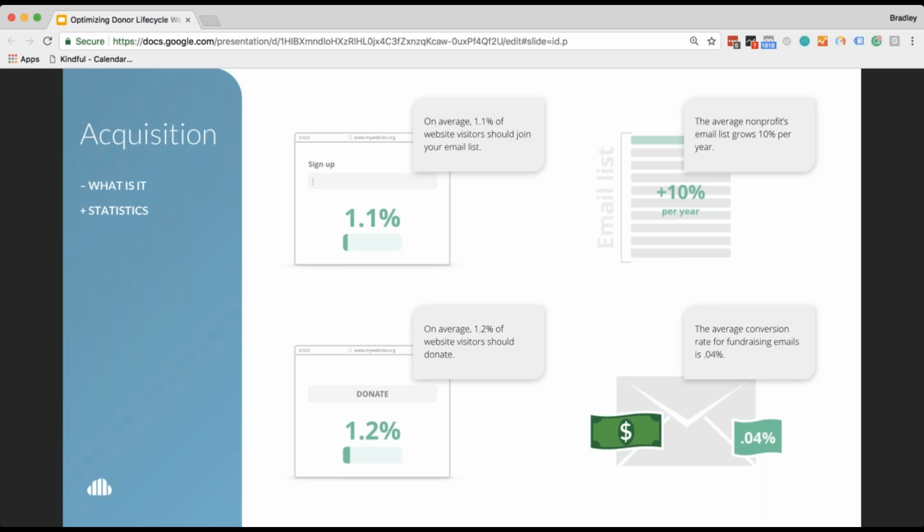I would expect it to maybe have been just a bit higher, but if you're tracking that and you're doing better, you can know that you're beating the benchmark. The other thing that was really fascinating to me is that we all know email is a great strategy, but from a result standpoint, only 0.04% of people will donate from an email appeal on average. So again, if you're beating that, you're doing a great job.